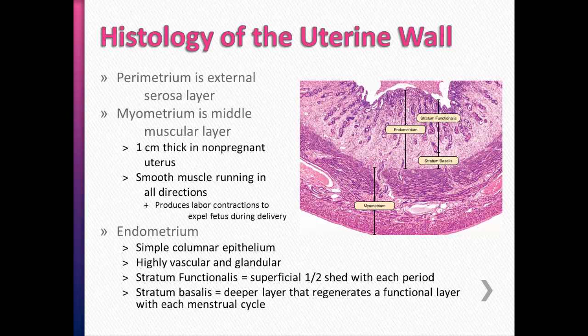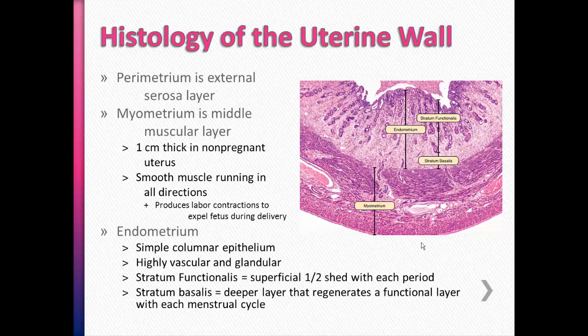Looking at the histology of the uterine wall, the outer layer is called the perimetrium. This is the external serosa layer, which isn't labeled on the diagram, but it'd be right along here. The layer inside of that is called the myometrium. This is the muscle layer. It's about 1 centimeter thick when you're not pregnant. It is all smooth muscle running in several different directions, so that when you have labor contractions, those smooth muscles will constrict and therefore expel the fetus during delivery.